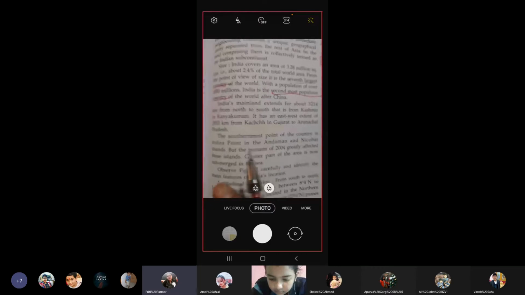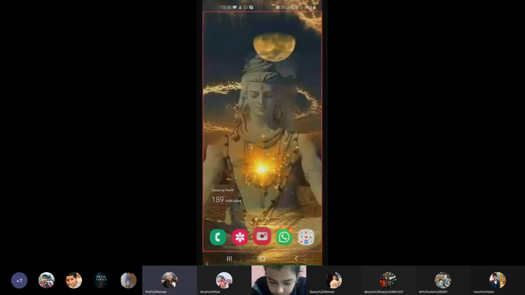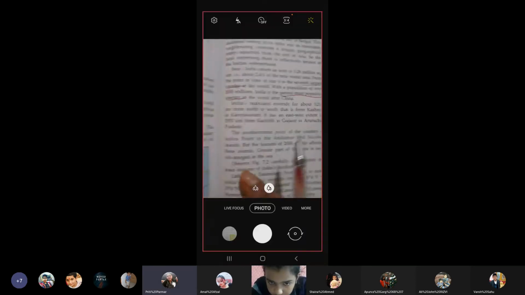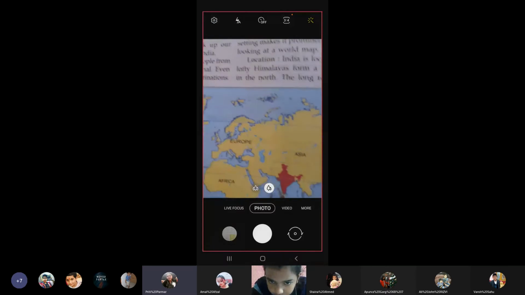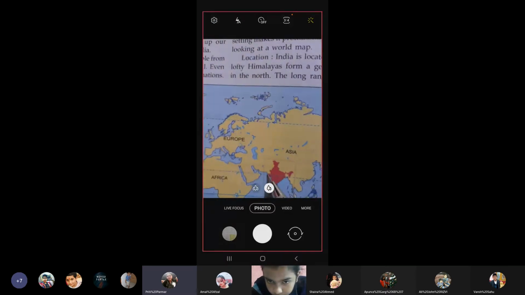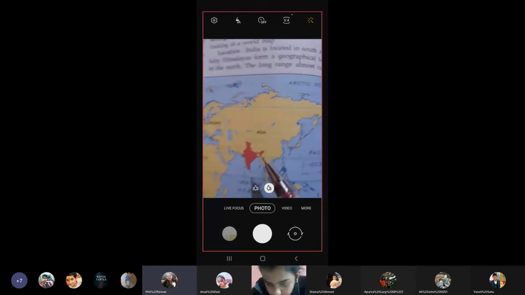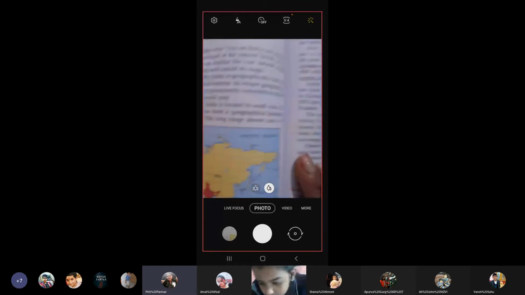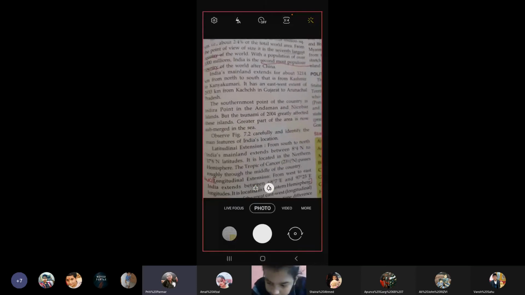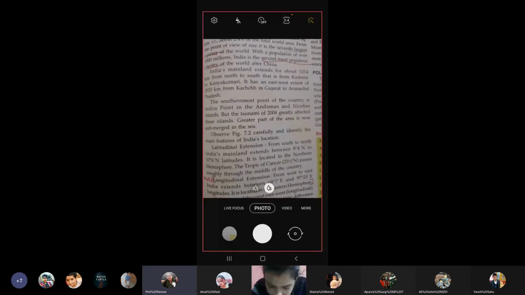It has an east-west extent of 2,933 kilometers from Kutch in Gujarat to Arunachal Pradesh. Now, from here, Kutch in Gujarat till Arunachal Pradesh, the extent of the country is 2,933 kilometers. Now, the southernmost point of the country is Indira Point in the Andaman and Nicobar Islands.